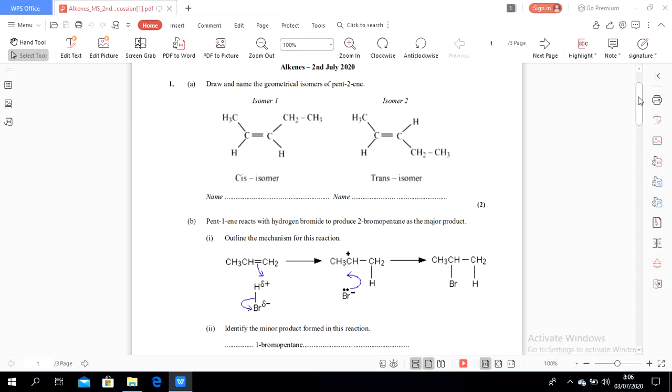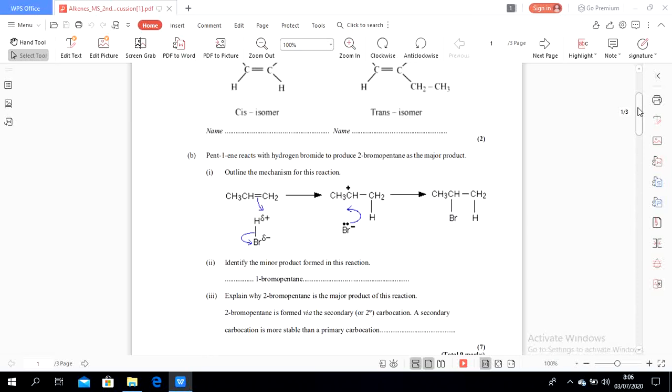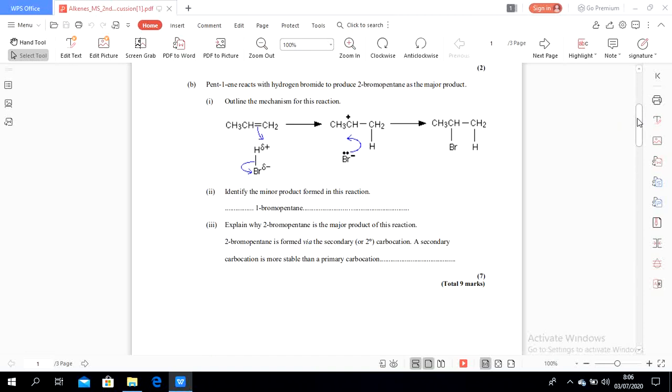And then for part B, pent-1-ene reacts with hydrogen bromide to produce 2-bromopentane as a major product. Outline the mechanism for this reaction. Okay, the major product is 2-bromopentane. It is not 1-bromopentane. Why? Because of Markovnikov's rule.